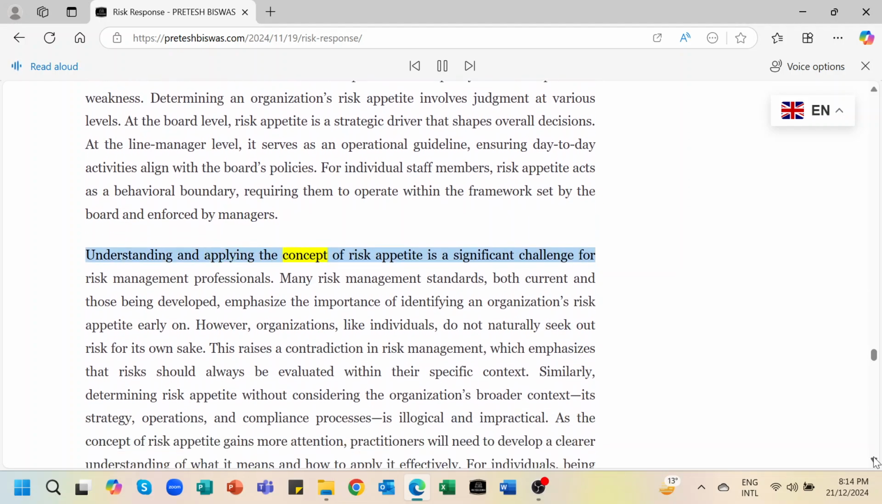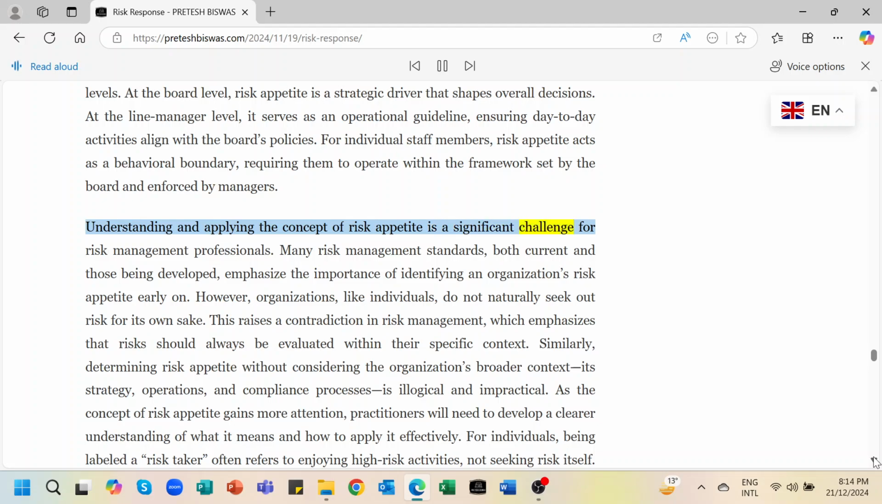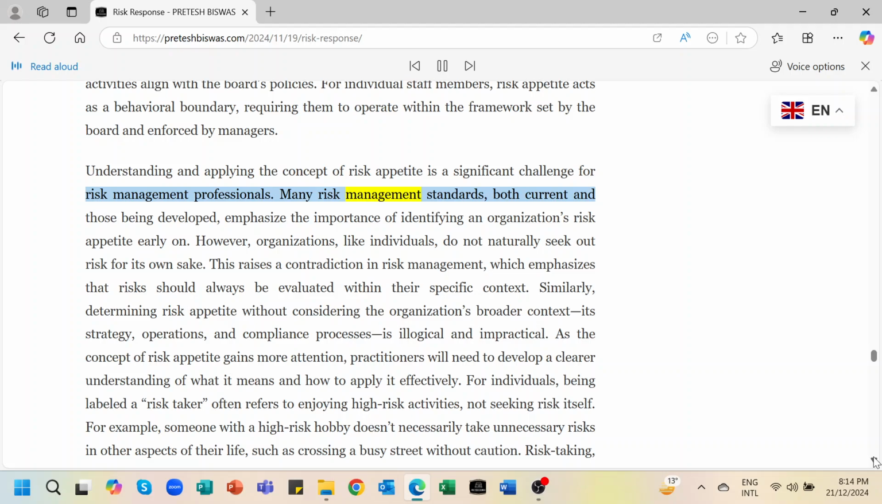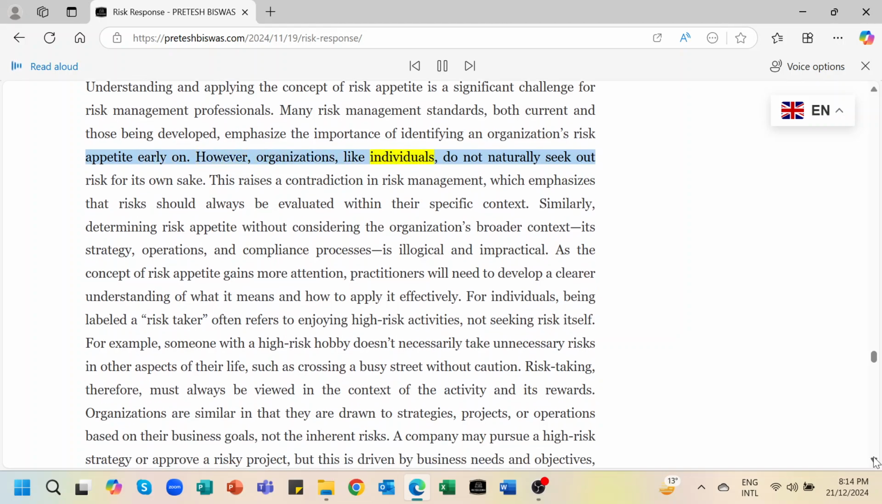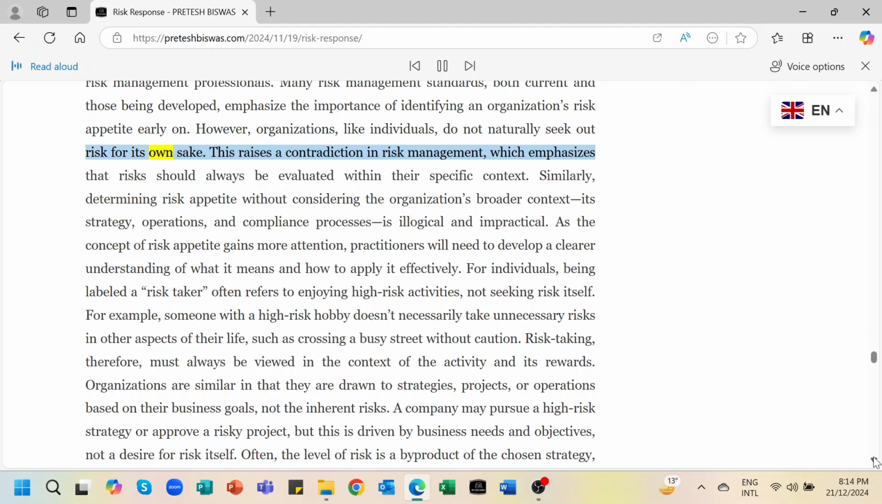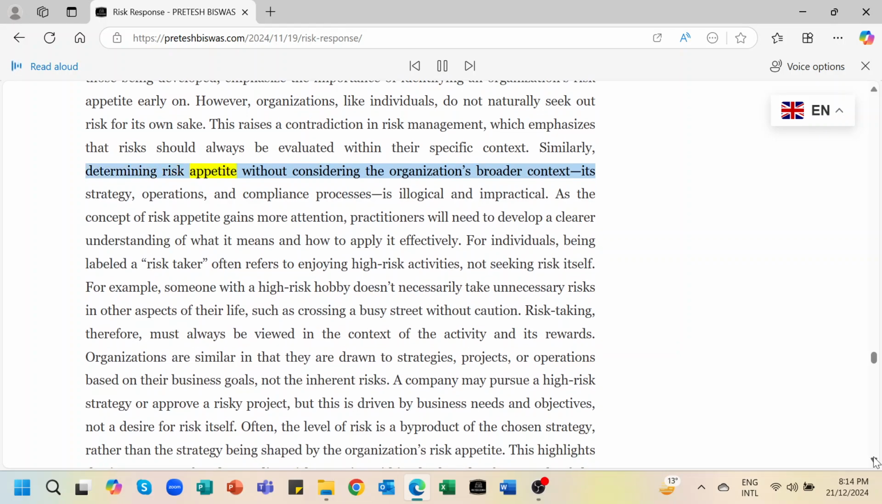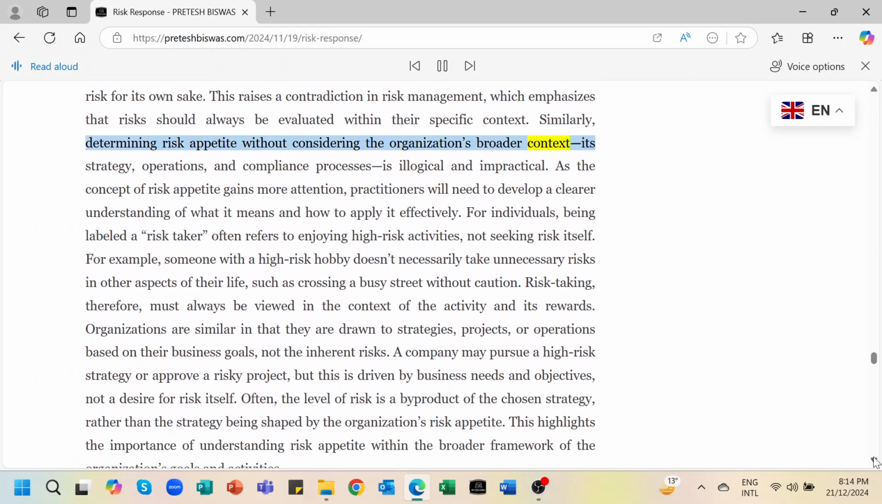Understanding and applying the concept of risk appetite is a significant challenge for risk management professionals. Many risk management standards, both current and those being developed, emphasize the importance of identifying an organization's risk appetite early on. However, organizations, like individuals, do not naturally seek out risk for its own sake. This raises a contradiction in risk management, which emphasizes that risks should always be evaluated within their specific context. Similarly, determining risk appetite without considering the organization's broader context, its strategy, operations, and compliance processes is illogical and impractical.